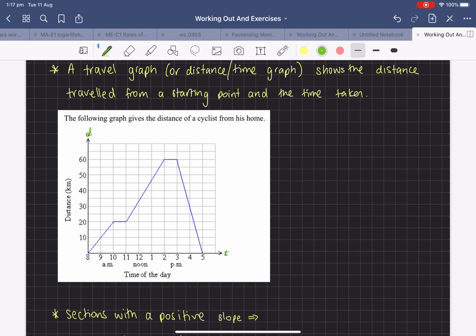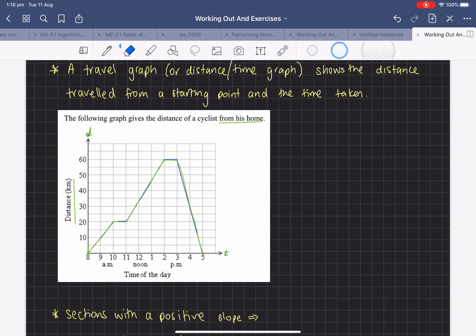And what this is showing us, it says the following graph gives the distance of a cyclist from his home. So when we're talking about distance, we're talking about the distance from his home. So the cyclist starts at his home at 8 a.m, you can see that, and then he travels away from his home, then he stops for a little bit, and then he keeps traveling away from his home, then he stops again, and then he travels back home.